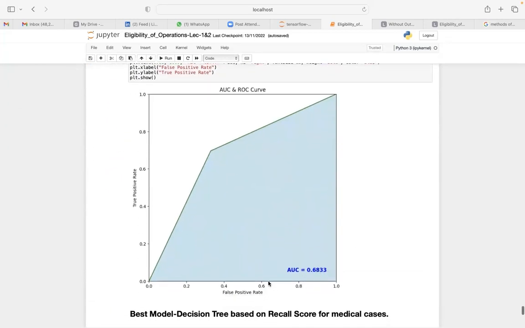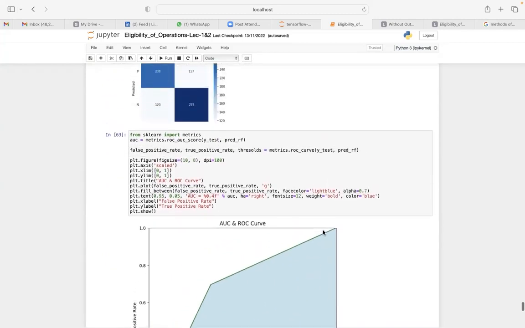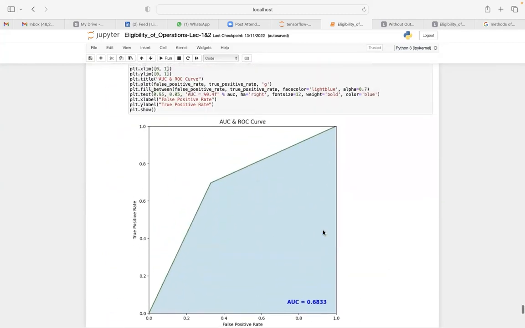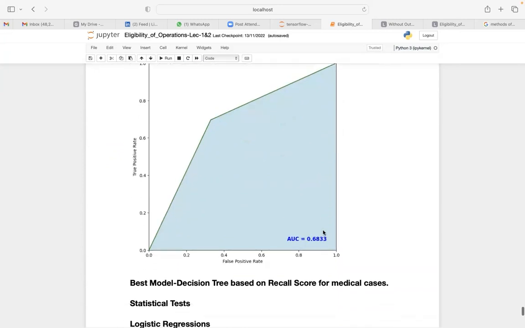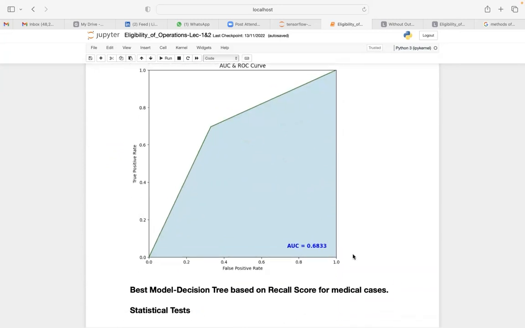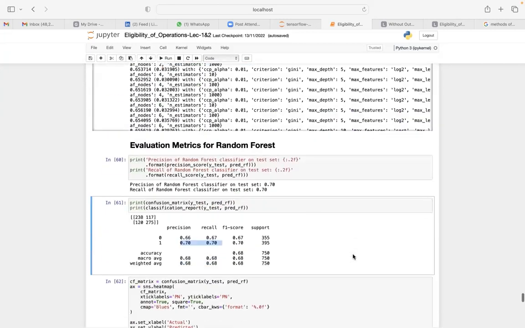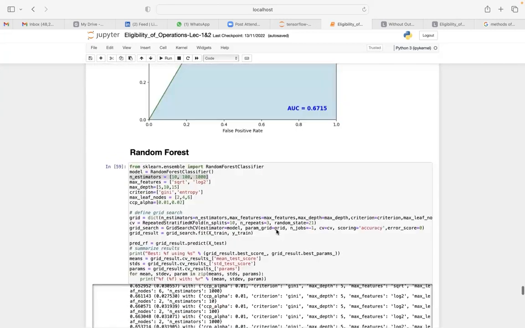Again, when you see AUC, it is very much in line with the accuracy. So it's 68.33. Now, in terms of the results that we have got as of now, the best model is the decision tree. The reason being, when you compare the recall of random forest and decision tree.